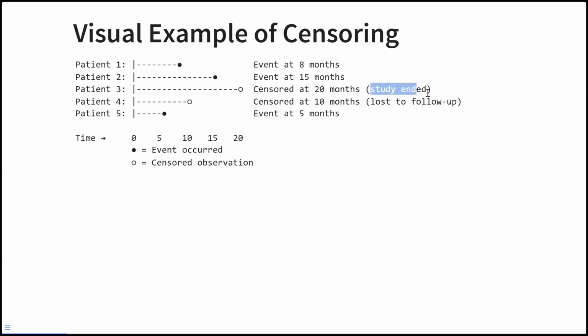The study has already ended, so this particular patient survived the study. That means we don't know what happened to him at the end of this particular study. Then patient 4 was also censored at 10 months; the patient was lost to follow up. Then we have patient 5, where an event happened at 5 months. So this is just a typical example of censoring. Most of the time you are going to come across right censoring.